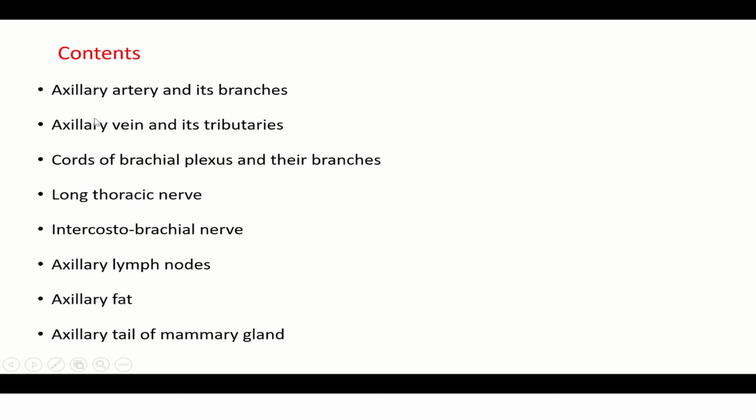The contents of the axilla: axillary artery and its branches, axillary vein and its tributaries, cords of the brachial plexus and their branches. So this will be discussed in the next class. Long thoracic nerve, intercostobrachial nerve, axillary lymph nodes, axillary fat, and the axillary tail of the mammary gland, or axillary tail of Spence, which extends into the axilla.